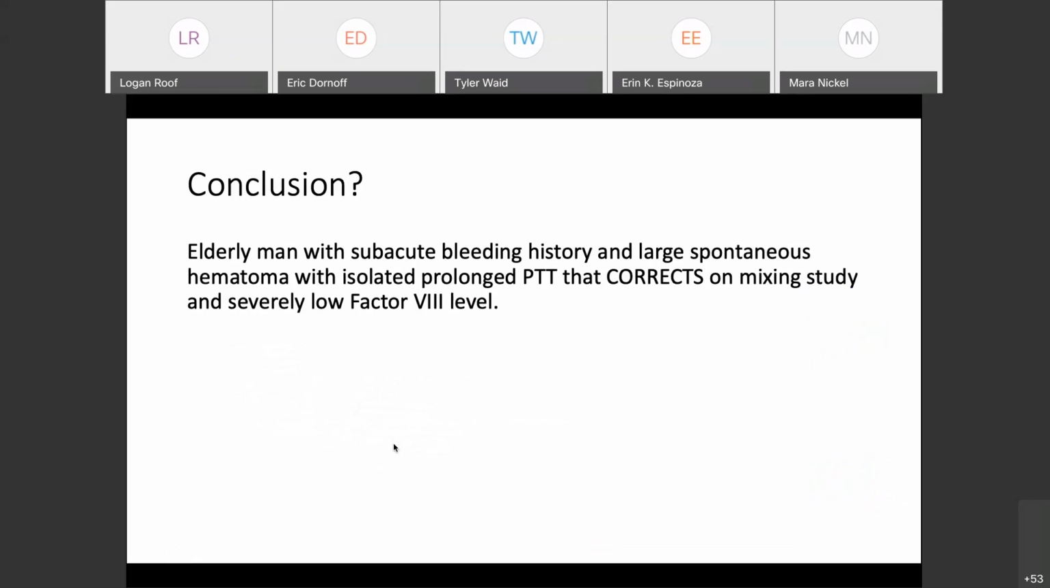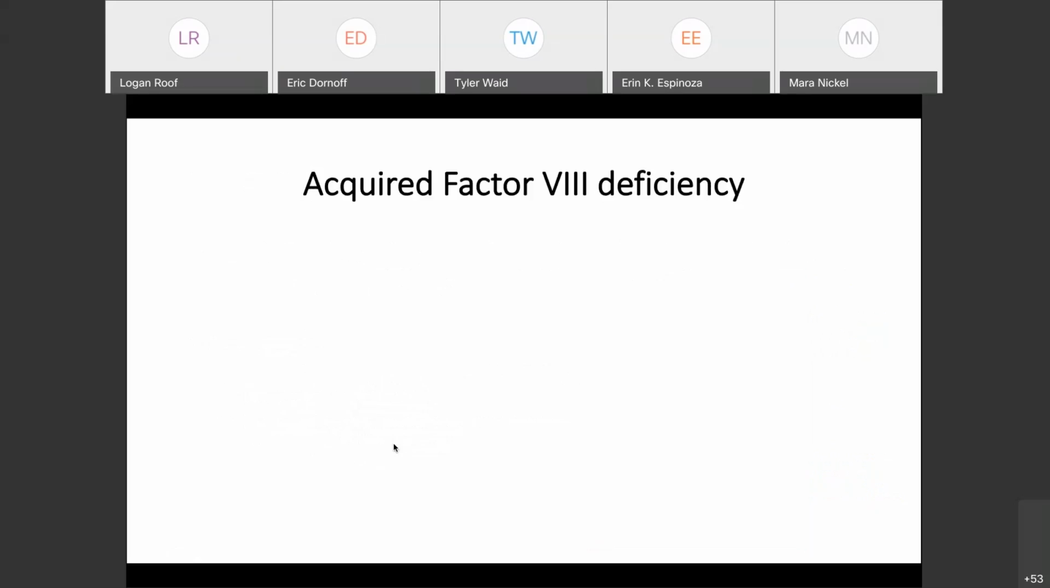So what are the conclusions from this? You have an elderly male with a subacute bleeding history, a large spontaneous hematoma with an isolated prolonged PTT that corrects on a mixing study, and a severely low factor VIII level. You have an acquired factor VIII deficiency. So what does that even mean and how do we treat it?